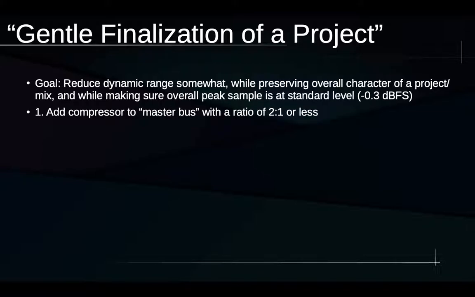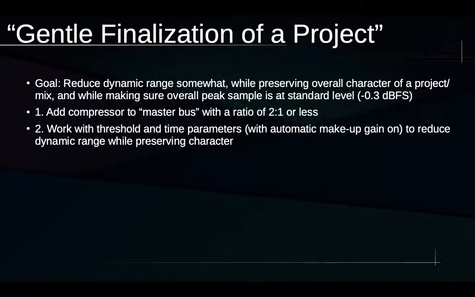So the steps that we're going to follow are going to be like this. We're going to add a compressor to the master bus with a ratio of 2 to 1 or less. And by master bus here, we mean that place in the Reaper project where the plugins that you add are going to affect all of the tracks after they've been mixed together.